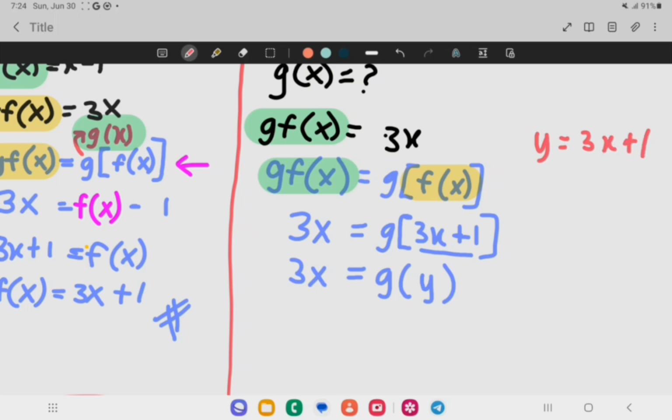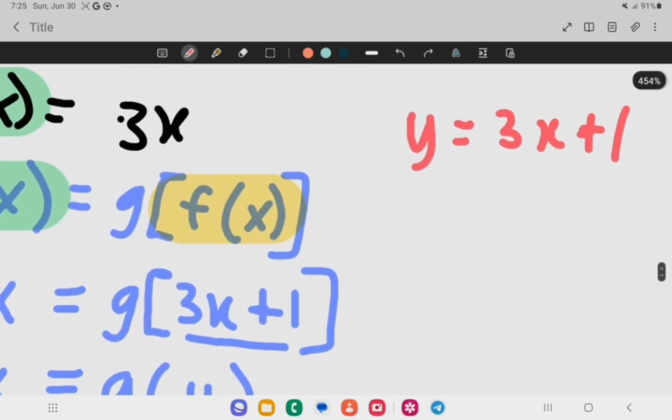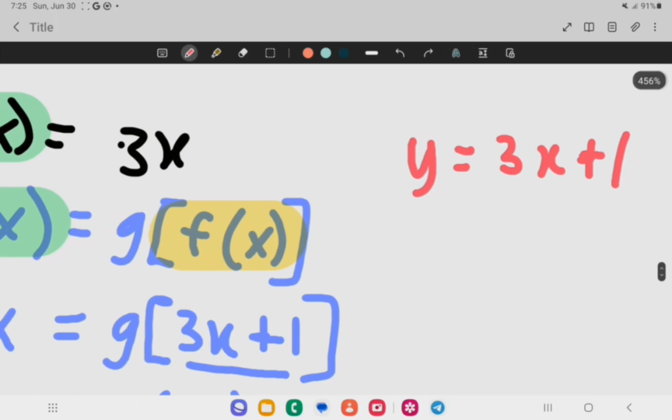Everything I did here, I'm just writing it aside. I just let the 3x plus 1 be y, right? So now I'm just writing it here: y is equal to 3x plus 1. Once you're done with that, you continue by making x the subject. How to make x the subject? Bring the 3 and also y to this side, so that you can make x the subject, right? I'm not going to show it in detail, because I believe that your algebra is good enough.